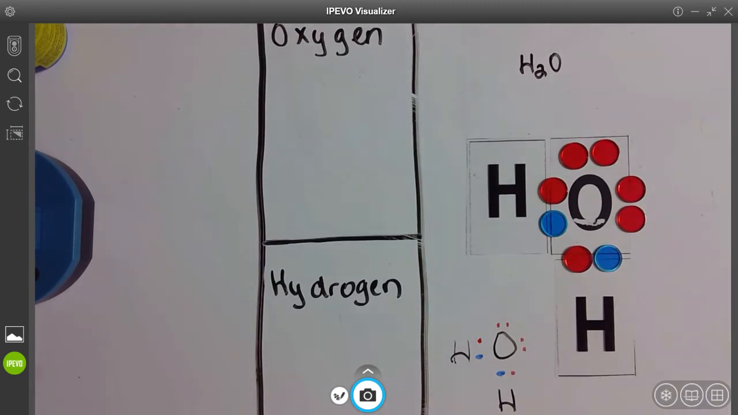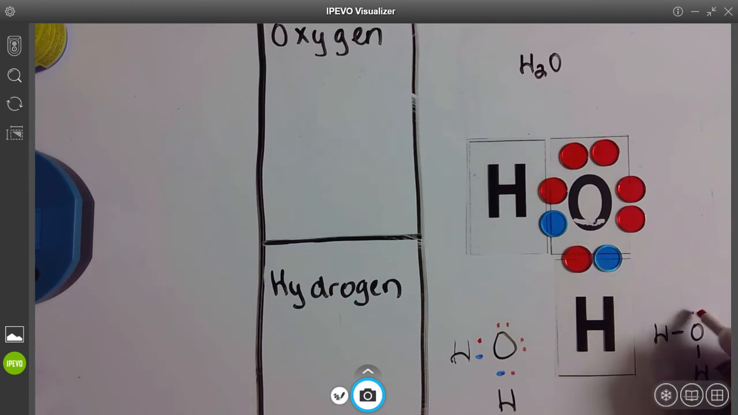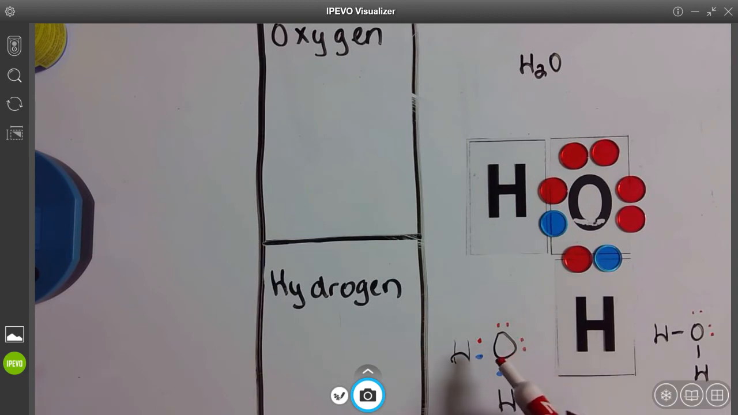Or we can draw it with lines instead. And we want to remember that when we're drawing lines, this line represents a pair of electrons. Now, the other rule we want to keep in mind as we're drawing Lewis structures is the octet rule. So when I'm finished, these elements should all have a noble gas electron configuration. Okay, so we even count the shared pair.